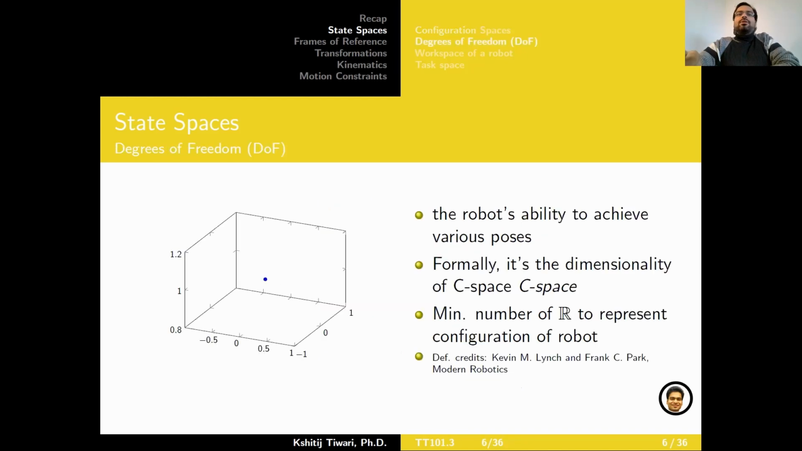Now, degrees of freedom is another important concept for defining the state of a robot. The robot's ability to achieve various poses is what is defined by the degree of freedom. More formally, it defines the dimensionality of the C space. Degrees of freedom are the minimum number of real numbers required to represent the configuration of a robot. So it could be 1D, 2D, 3D, depending on various scenarios.